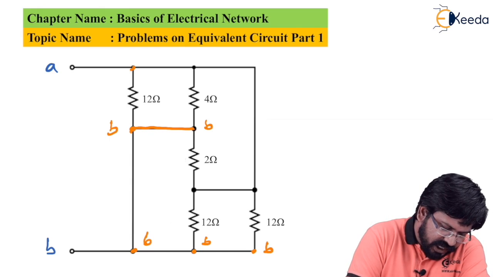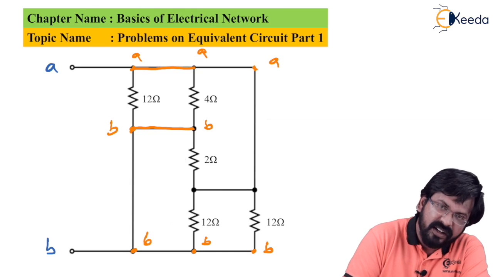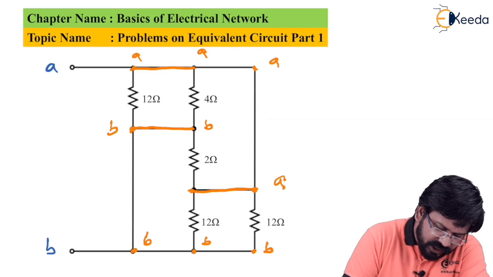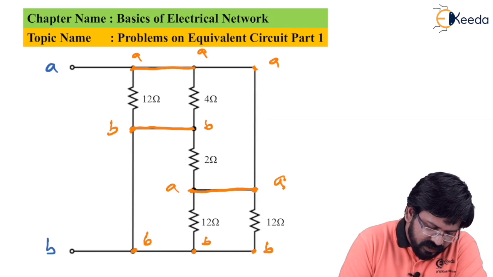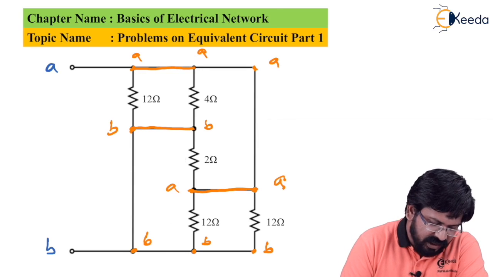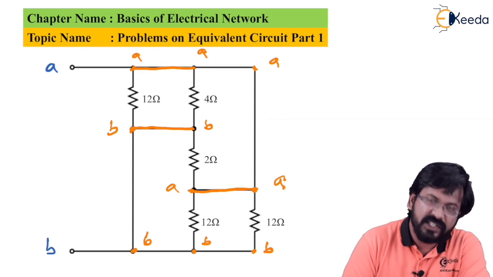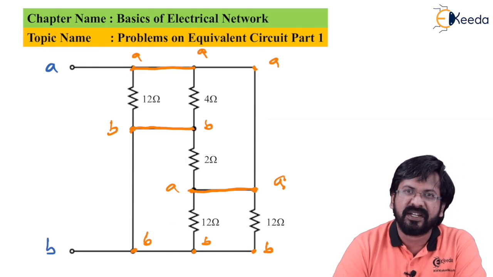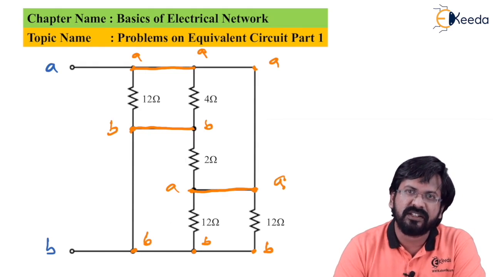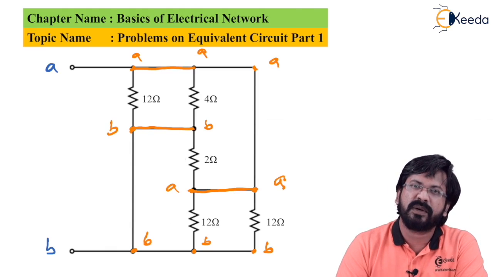If this point is A, then this point is also A. This is also A. In that case, this also becomes A. And as you can see, these are also connected. So this is also A. So if you see, there is no other point other than A and B, meaning that every resistor specified here is connected between A and B. Rather, I can claim that every resistor is parallel to each other because every resistor is connected between A and B.